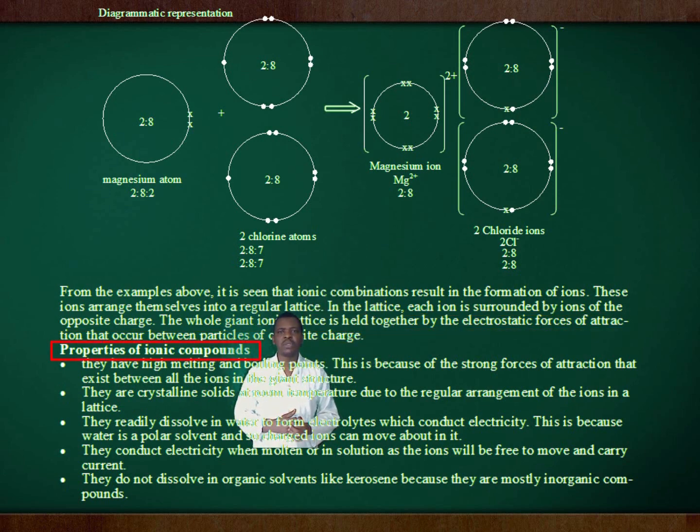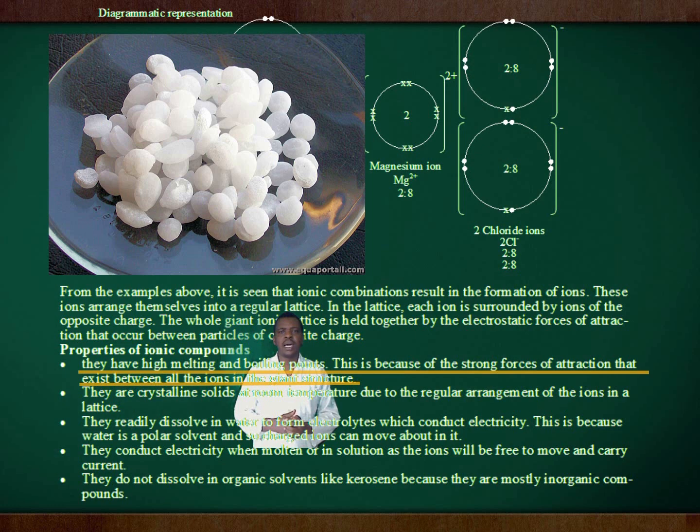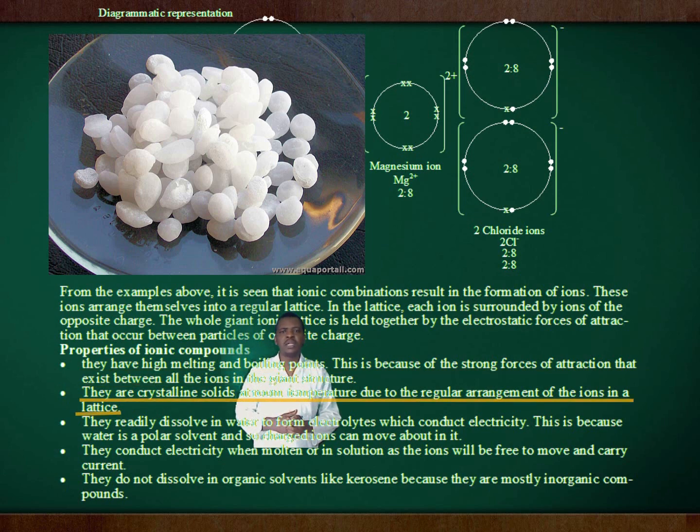Properties of ionic compounds. They have high melting and boiling points. This is because of the strong forces of attraction that exist between all the ions in the giant structure. They are crystalline solids at room temperature due to the regular arrangement of the ions in the lattice.